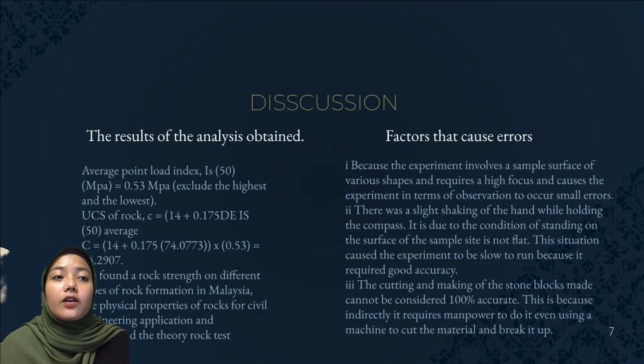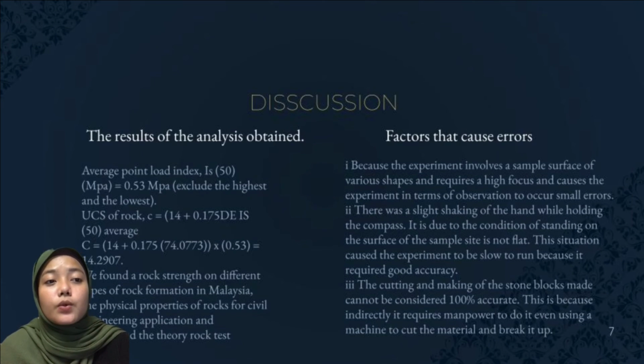Next, factors that cause error. First, the experiment involved sample surfaces of various shapes and requires high focus, which caused small errors in observation. Second, there was a slight shaking of the hand while holding a compass to get angle and direction. It is due to the condition of standing on the surface of the sample site, which is not flat. This caused the experiment to run slowly because it requires good accuracy.